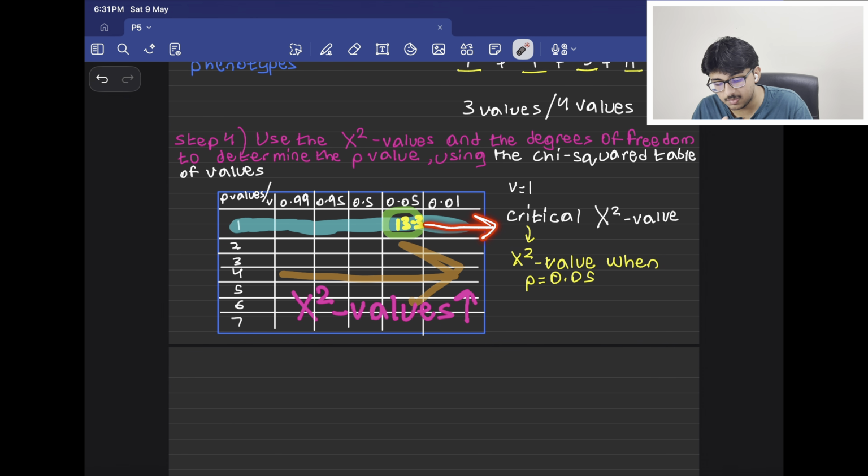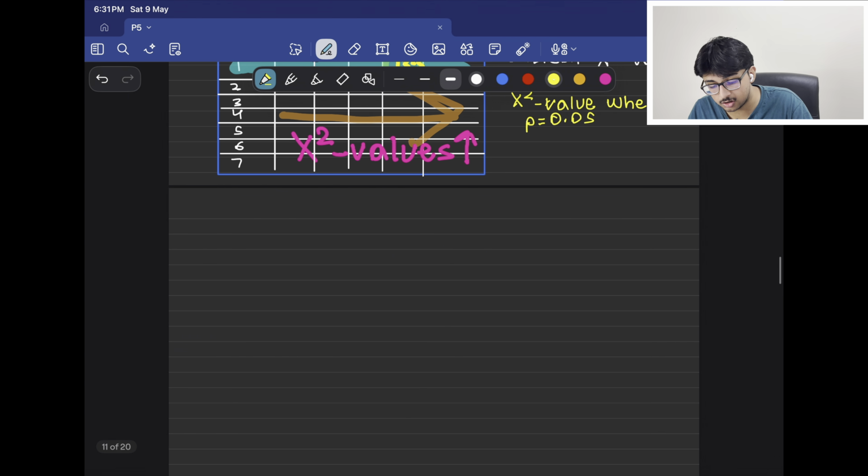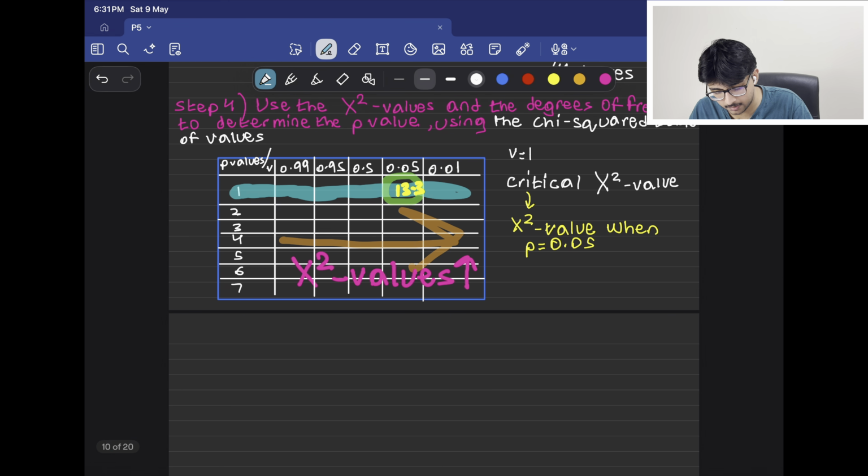Notice what's happening to the p-values. The p-values are going to become less than 0.05, right? See, the p-values are decreasing. So if the p-value becomes lesser than 0.05, you now reject the null hypothesis. I know most of you would not have understood this.